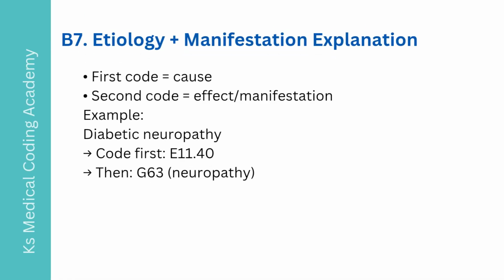Etiology plus manifestation explanation. In the etiology manifestation structure, the first code represents the cause, the underlying disease. The second code represents the effect, or the manifestation of that disease. For example, in diabetic neuropathy, we code the diabetes first using E11.40, and then we add the neuropathy code, such as G63. The underlying disease always comes first.